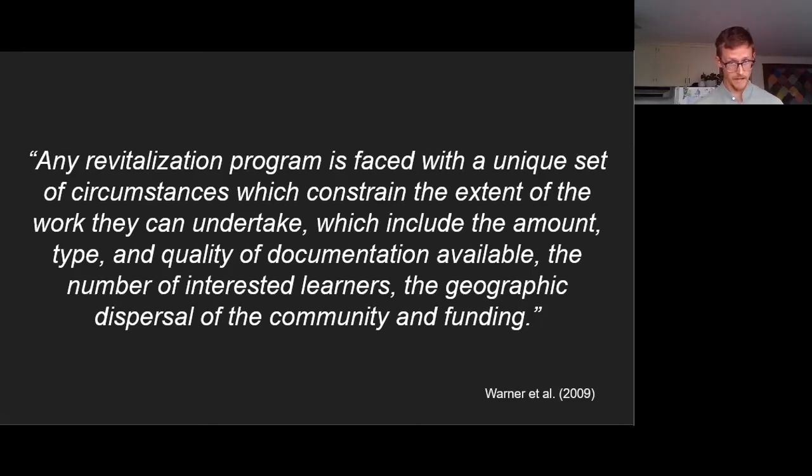work they can undertake." What they're saying is every situation is a little bit different, and different communities are going to have different restrictions, different problems that they're going to have to overcome if they want to revitalize their language. These include the amount, type, and quality of documentation available, the number of interested learners, the geographic dispersal of the community, and funding. So I want to take this as a starting point and talk about each of those things individually in terms of the case studies we've just looked at.